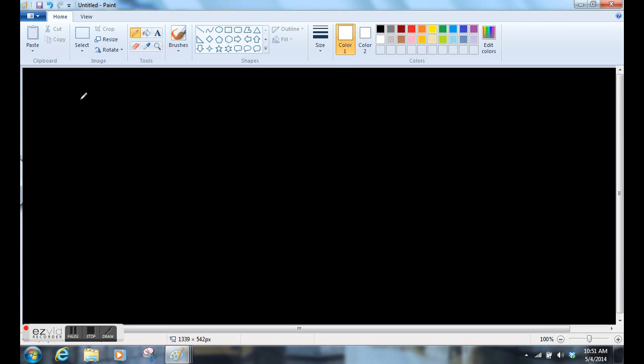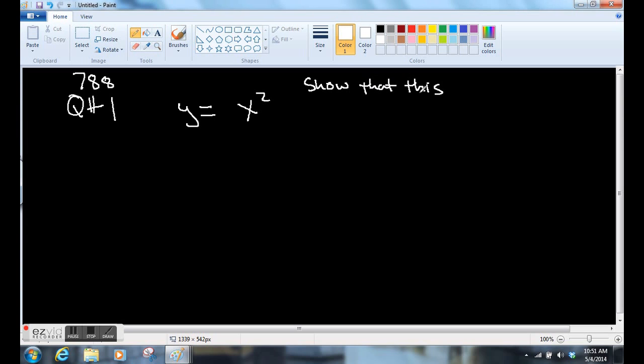Let's look at an example. So here is question number 1 in your textbook. Question number 1 is on page 788 in the 10th edition textbook. Sorry, I got a little excited. So question number 1 says, show that this function, y equals x squared, is a solution. I'm writing it out just so you can understand what the goal of the problem is. That this is a solution to the following problem.